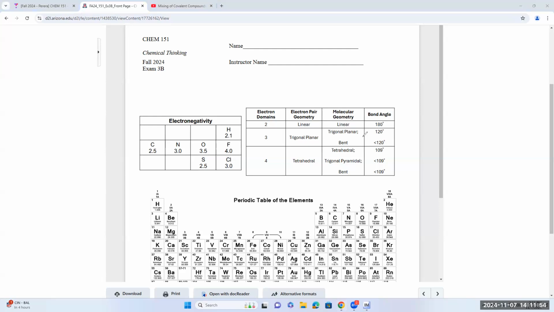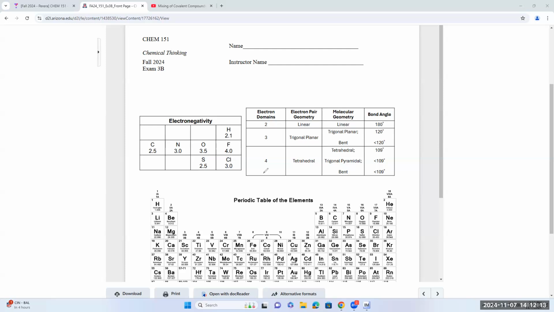You can have either trigonal planar molecular geometry or bent molecular geometry if you have an electron geometry of trigonal planar, right? But bent only happens when you have a lone pair. That information is not here. So you need to know that when you use this table.